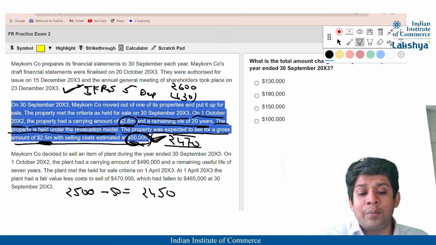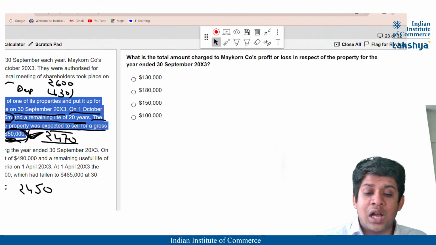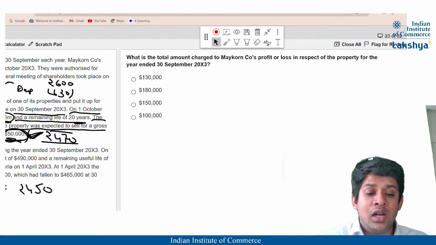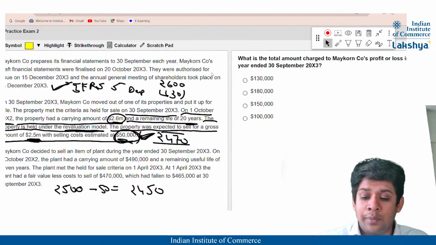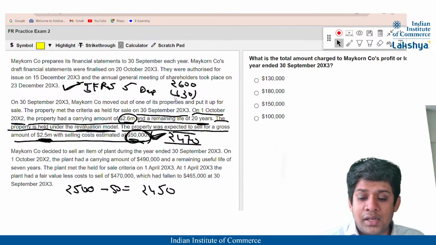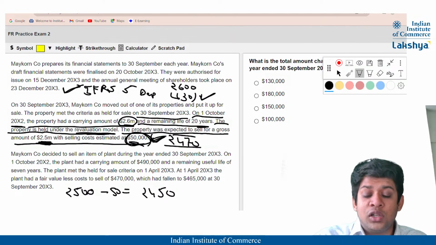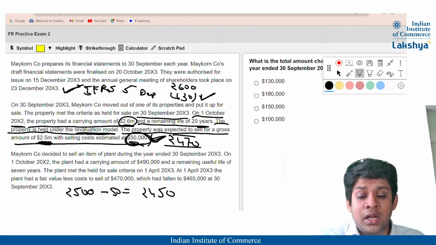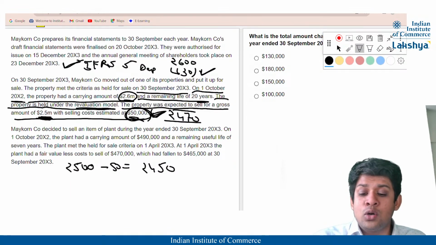Correct? It is 2450. So we have to identify what is the amount charged to the company's P&L in respect of the property for the year ended 30th September 2030. So technically guys, depreciation will be charged for 1,30,000 year, correct? We are going to charge depreciation to P&L because for the full year the asset was there, correct? At the end of the year it is classified as held for sale.